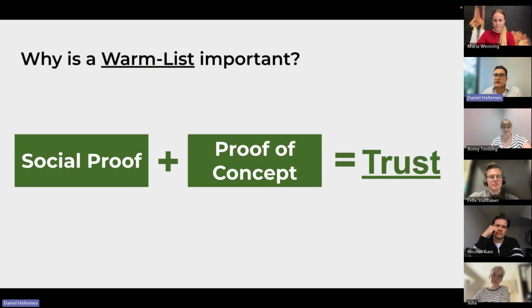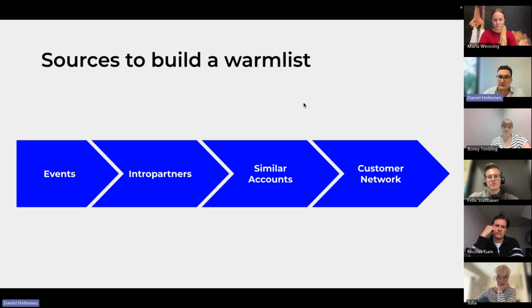So why does a warm list work? Basically, with all the people in your warm list, you either have social proof, or, for example, for existing clients, you have already a proof of concept. And for some of them, you have both. So if you have a client who likes your work very well, you have proof of concept, and you have social proof as soon as he recommends you to somebody. This means you have the highest trust and a much higher conversion than if you would reach out completely cold.